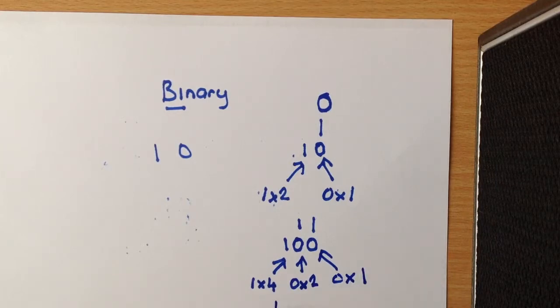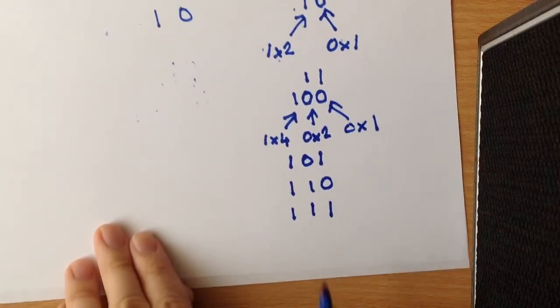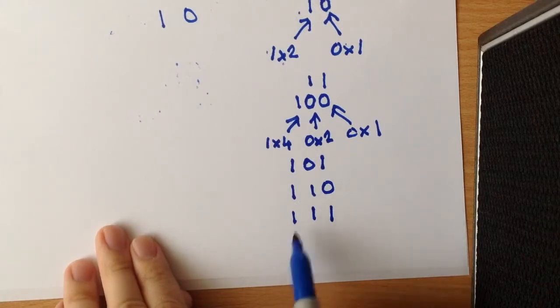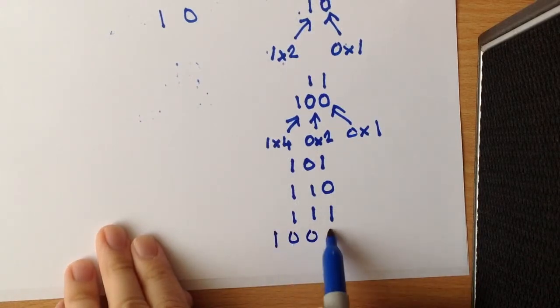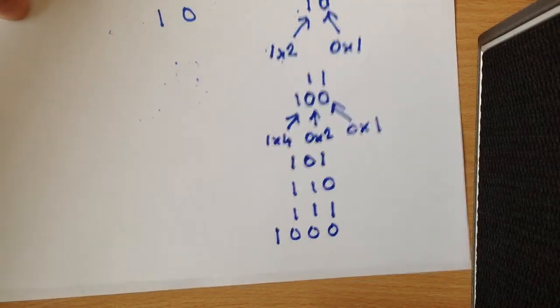And, you know, again, 5 is a 4 and a 1, 6 is a 4 and a 2 but not a 1, 7 is a 4, a 2 and a 1. And it keeps on going. We've of course got to 8, which looks like 1,000, which of course it isn't.